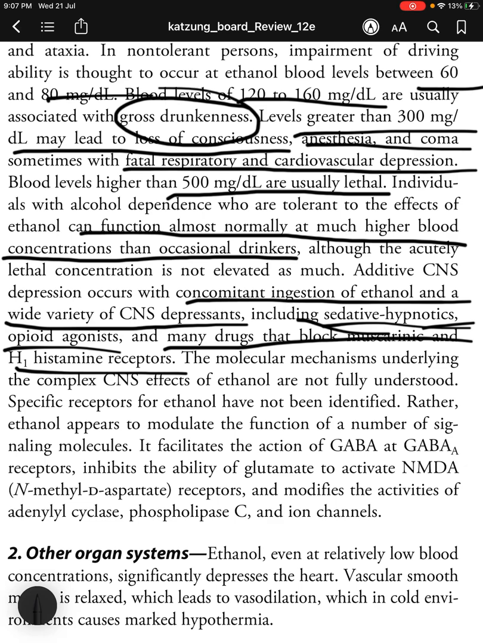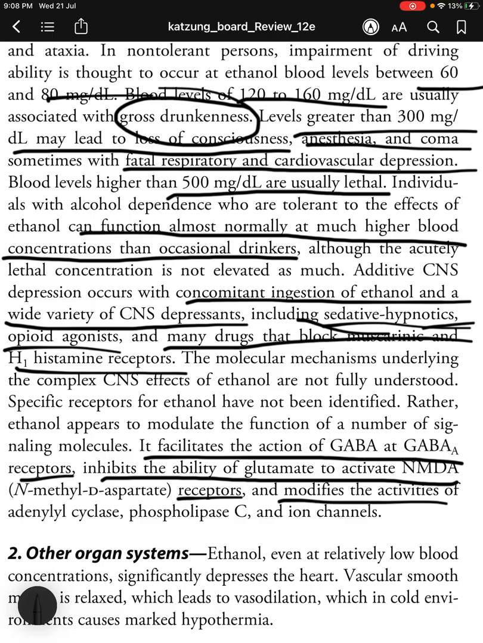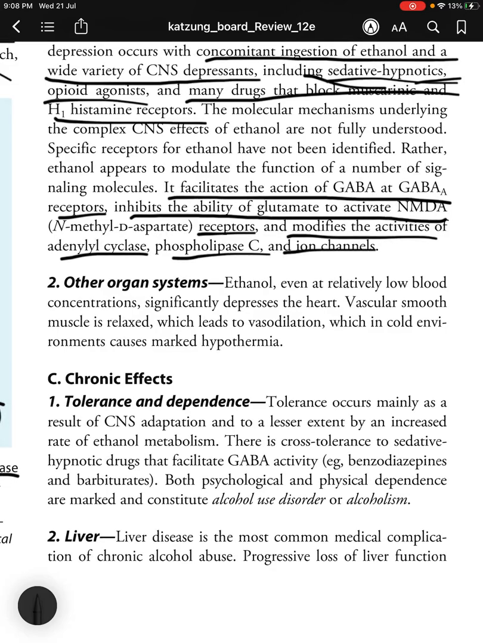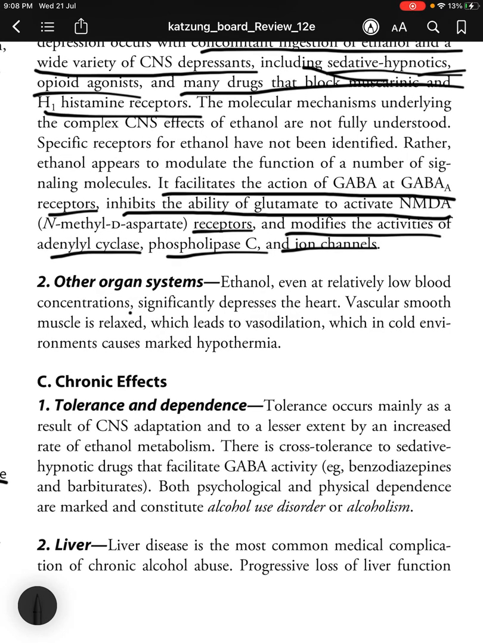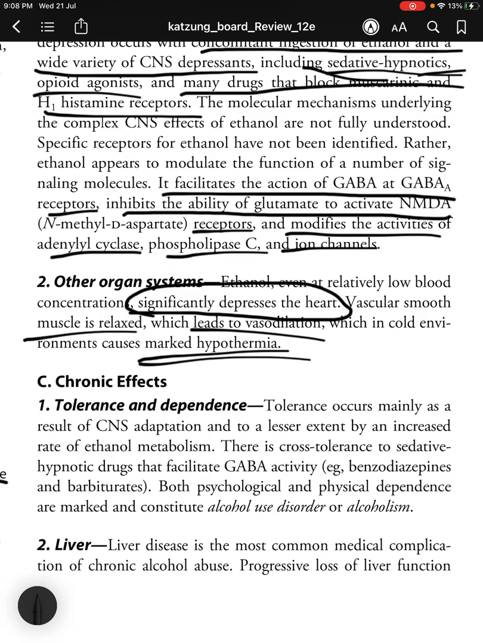The molecular mechanisms underlying the complex CNS effects of ethanol are not fully understood. Specific receptors for ethanol have not been identified. Rather, ethanol appears to modulate the function of a number of signaling molecules. It facilitates the action of GABA at GABA A receptors, inhibits the ability of glutamate to activate NMDA receptors, and modifies the activities of adenylyl cyclase, phospholipase C, and ion channels. And on other organ systems, ethanol, even at relatively low blood concentration, significantly depresses the heart. Vascular smooth muscle is relaxed, which leads to vasodilation, which in cold environments causes marked hypothermia.